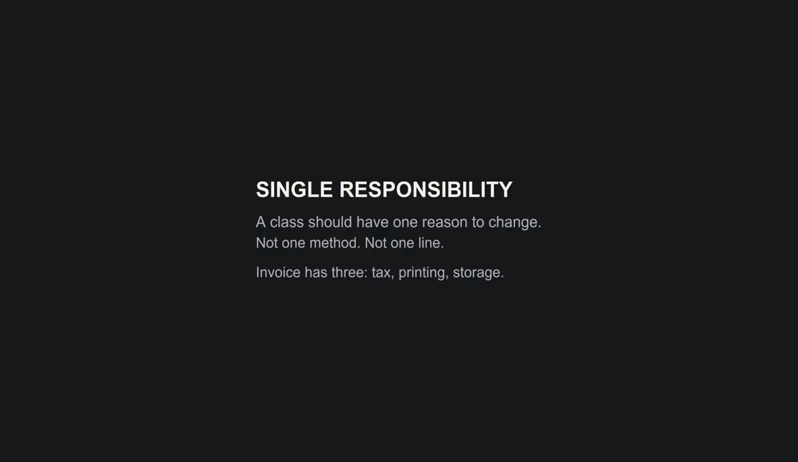Single responsibility says a class should have 1 reason to change. Not 1 method, not 1 line. 1 reason. 1 axis along which the business can come to you and say, this needs to be different. Invoice has 3. Tax rules, receipt formatting, and how invoices are stored. That is 3 reasons in 1 class.